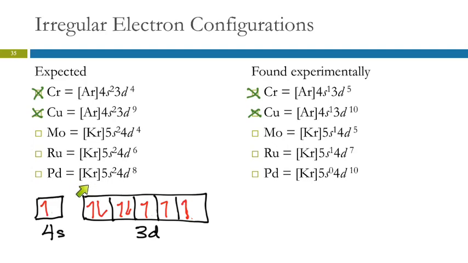Palladium is also irregular. What palladium does is it takes both of those s electrons and bumps them up. So we get an empty subshell and a completely full subshell. So you don't need to remember those last three or any of the other ones you might come across, but you do need to remember chromium and copper, and just know that there are irregular electron configurations.